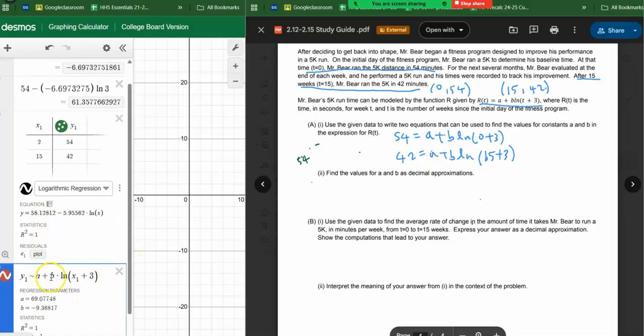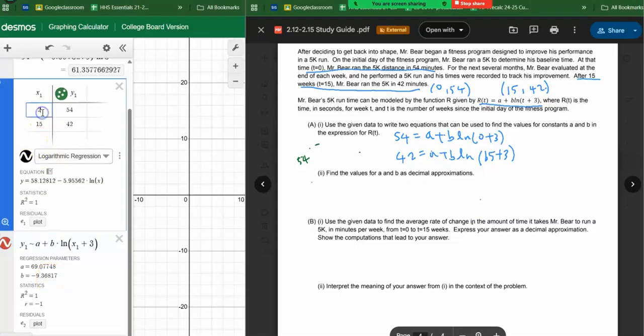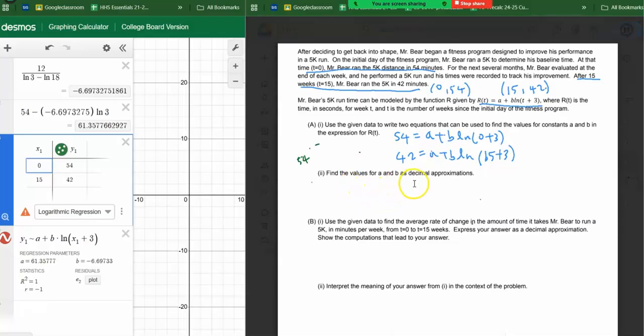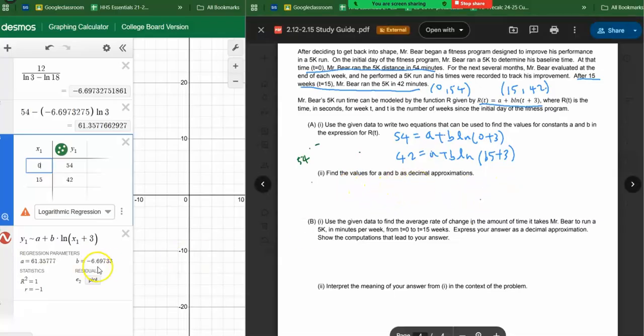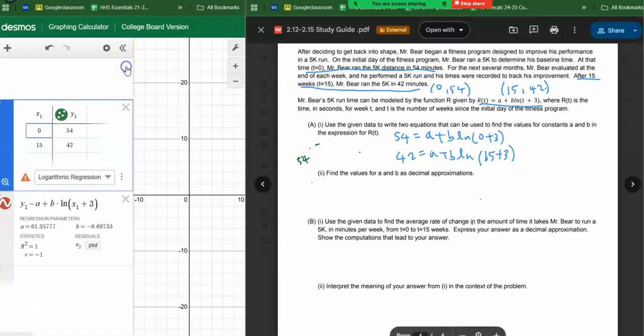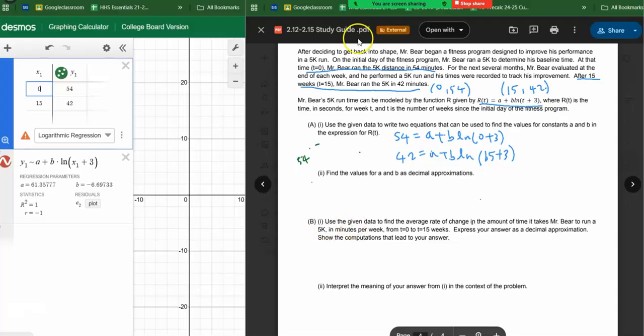And now you go back to it, and instead of 2, put that necessary 0 that we had before. And now that's your a value, that's your b value. Do you see how they're the same as what we got? a and b. And then you're going to write it: a value is 61.35777, b value is negative 6.69733. Please know how to do the custom regression. Okay, so I don't need this one. I'm just going to erase it. Letter B.